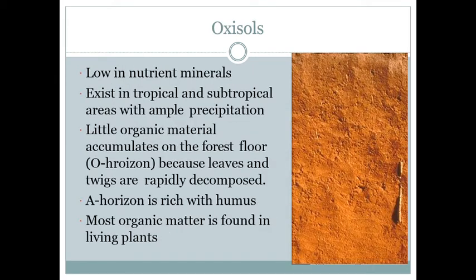And then we have also the oxisols. So the oxisols are low in nutrient materials and exist in tropical and subtropical areas with ample precipitation. So with less rain. Little organic material accumulates on the forest floor or on the horizon because leaves and twigs are rapidly decomposed in oxisols. So the A horizon is rich with humus, and most organic matter is found in living plants for this type of soil.